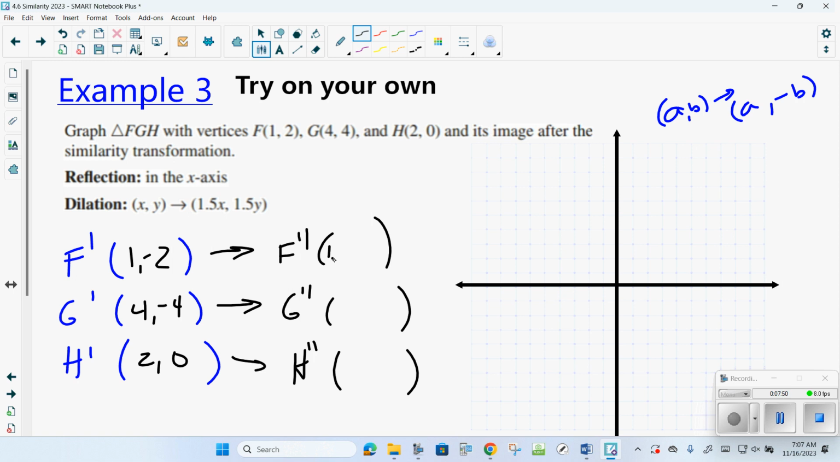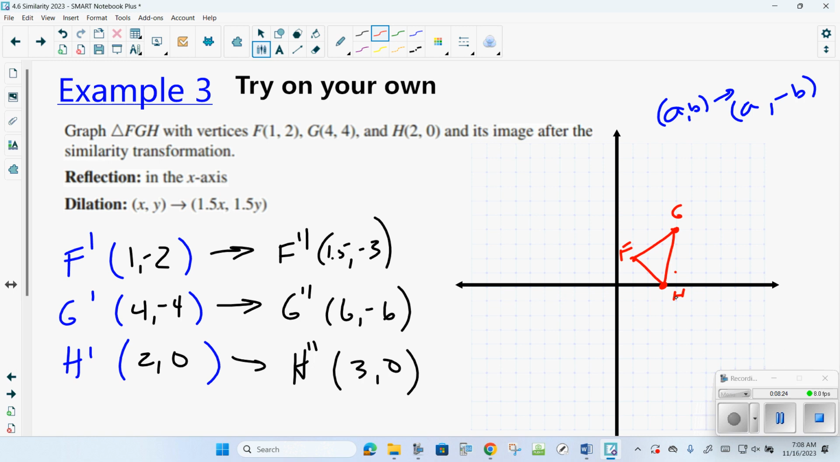And so I'm going to end up with 1.5, negative 3. So again, multiplying by 1.5. Next one, I'm going to get 6, negative 6, and 3, 0. So I'm going to do the first image and the last image. So the first image is 1, positive 2, 4, 4, and 2, 0. So here's my original triangle, F, G, H.